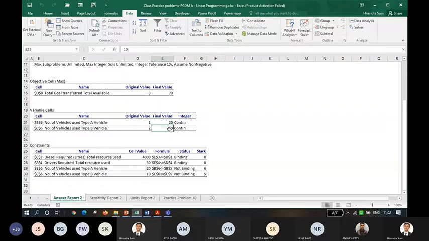Type A vehicles 20, type B vehicles 10, total coal transfer would be 70, and these are the 2 resources which are binding. When I'm saying binding, that means they are getting utilized completely. And when we see that a resource is getting utilized completely, that means if we get additional resources for those particular constraints, it will help us in achieving better targets. These are the resources which are binding the performance of your system. Clear up to here?